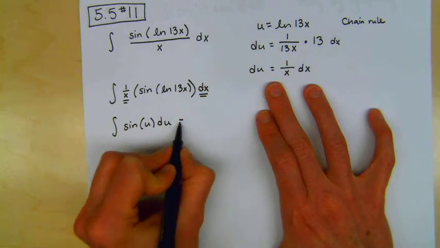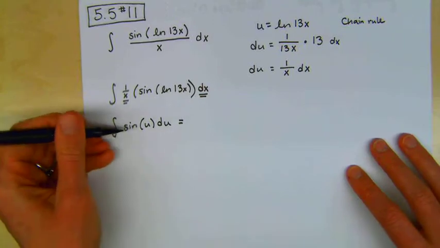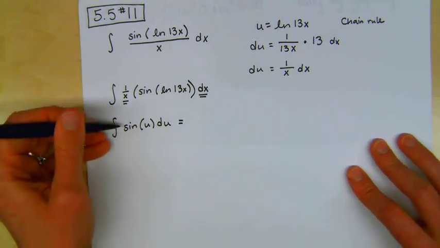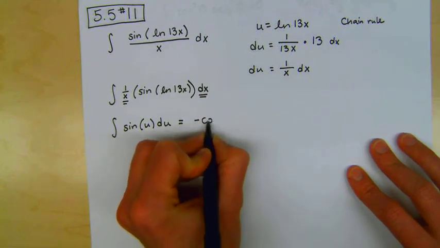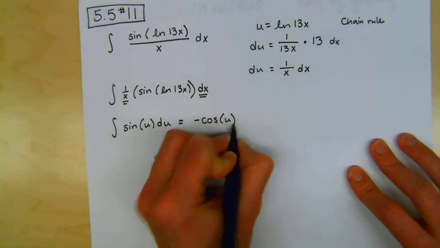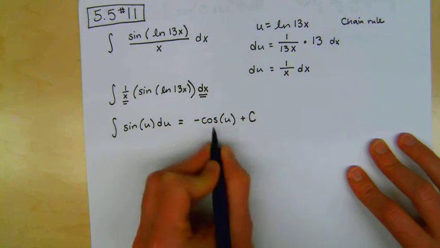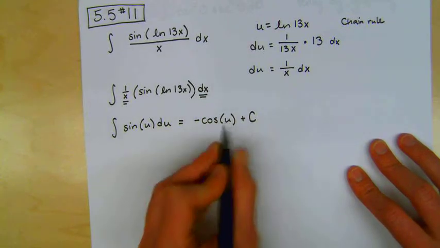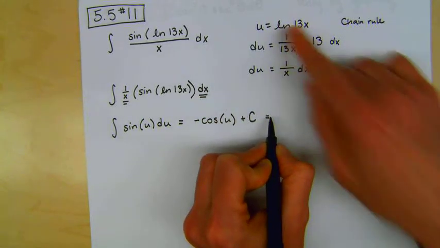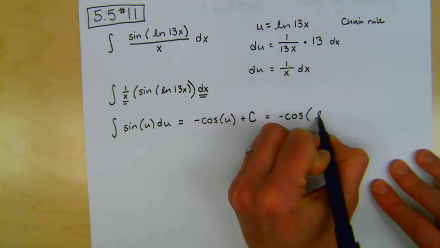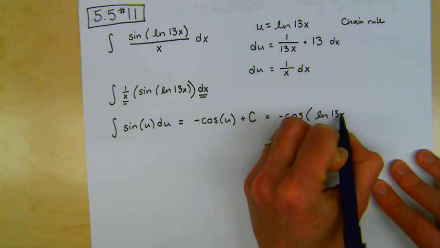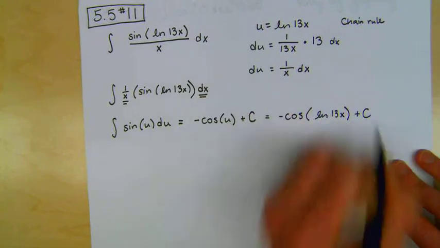I'm going to go ahead and integrate this. The derivative of sine is cosine, so that means that the integral of sine is negative cosine of u plus c. But I don't want to leave it in this final form with a u. I want to go ahead and plug in my original u to get negative cosine of the natural log of 13x plus c.